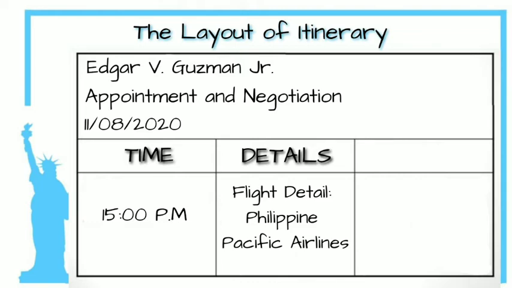The next is the comment. This is any additional information that is required, for example, the flight number or hotel address. An example of mine is PPA 143. So, this is the layout of the itinerary.